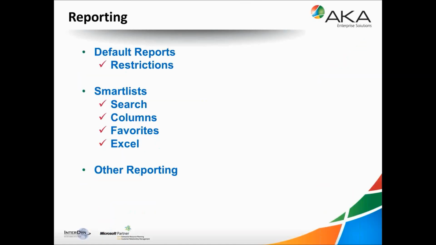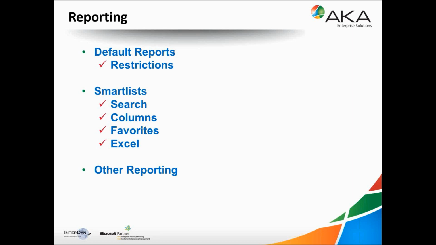Okay, and the final area that we want to touch on this morning is reporting. So obviously we need to be able to get reports out of the system. There are some default reports, and one of the areas I want to show you is that you can go ahead and you can save your restrictions. And then of course everyone's favorite, which is Smart List, and I'm just going to do a demonstration of that to kind of get you familiar with how to use the different features of Smart List.